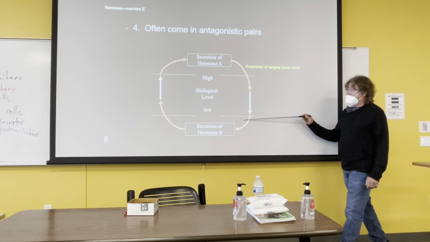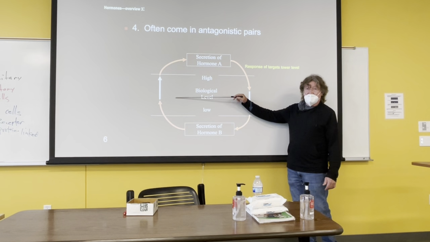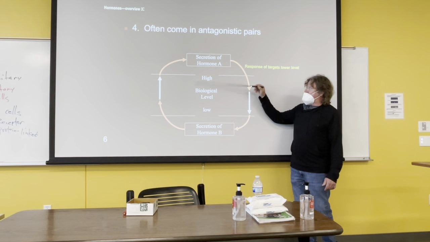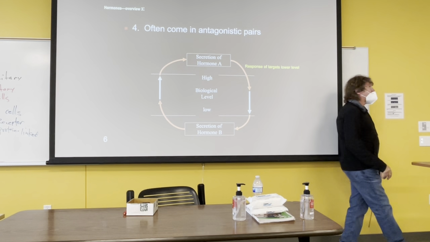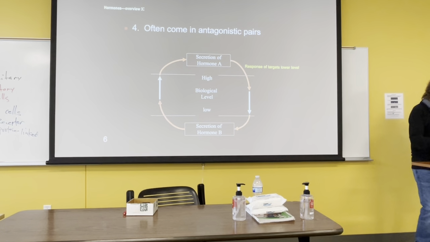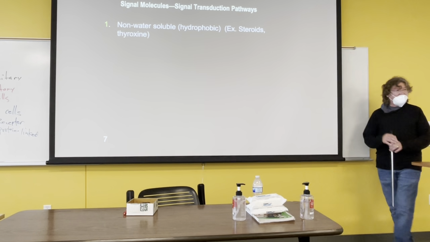but the whole reaction is to bring the biological level back up. And so with the alternating work of these two hormones, it keeps things in homeostatic level. And so this is called antagonistic pairs, and we'll see about that. Now, signal transduction pathways.